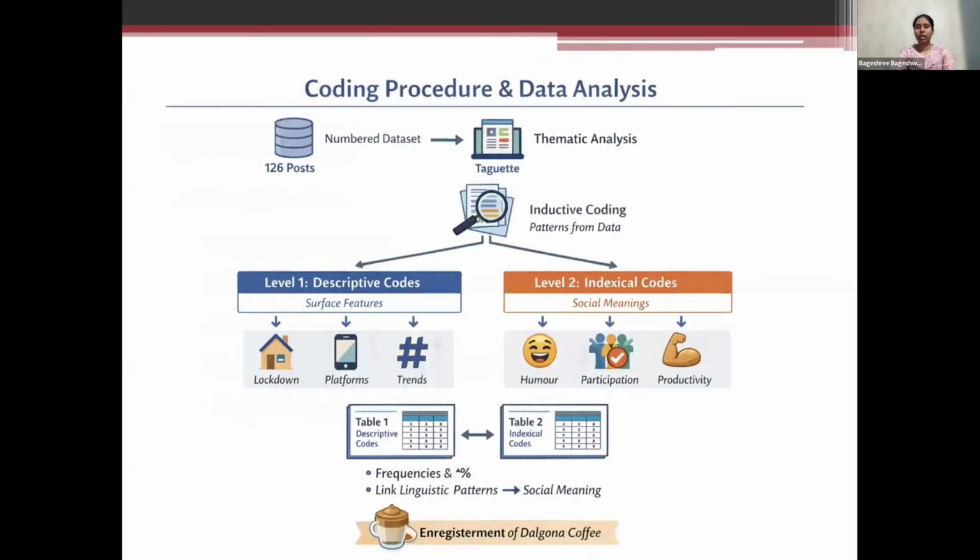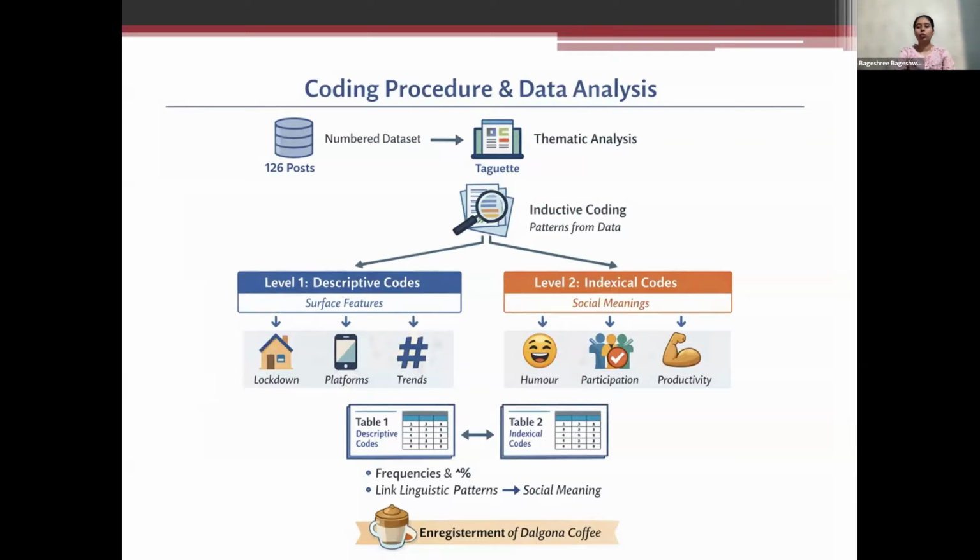This is my coding procedure and data analysis method. First of all, I numbered the data set. So there were a total of 126 posts. I did the thematic analysis, and then I tagged the tweets accordingly with the help of software called Tagit. I tagged the data on two levels. The first level was of descriptive codes, where I coded the tweets according to the surface features which came across. For example, lockdown, or if any platform is mentioned or any trend is mentioned directly. Those surface features are called descriptive codes in the study.